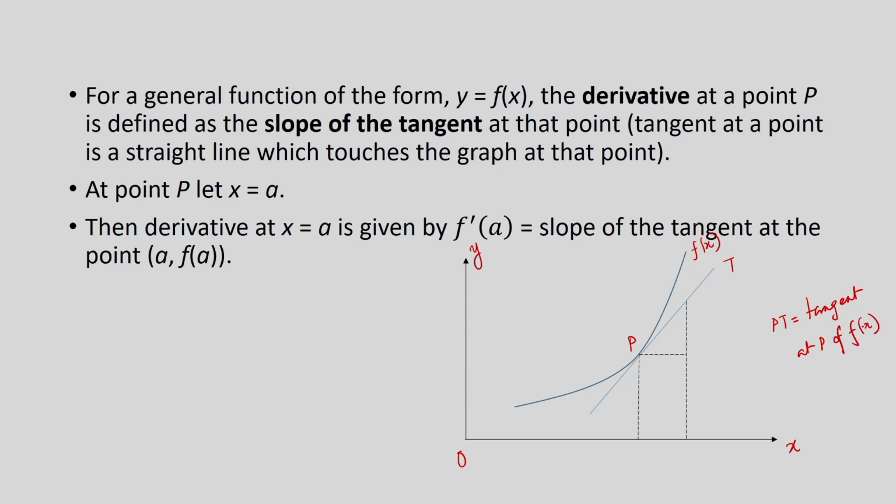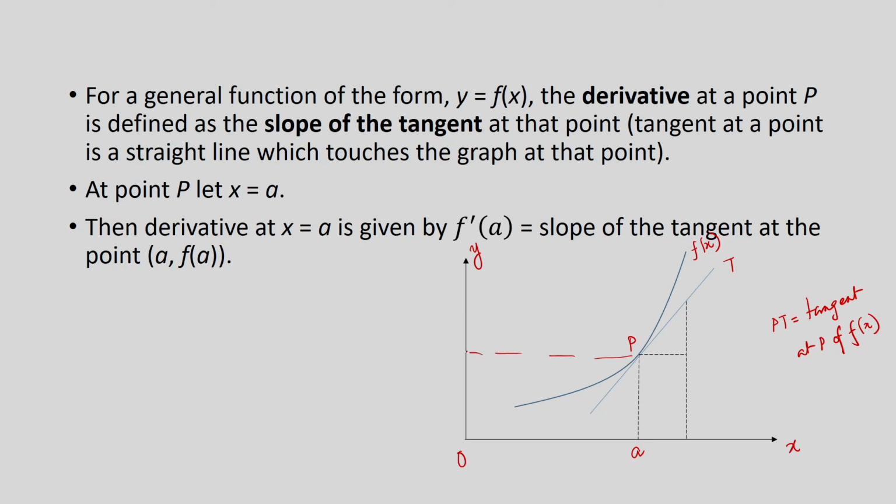Okay. PT is a straight line which is touching the graph at point P. So, therefore, PT is the tangent to the function at point P. At point P, suppose the value of the argument is given by a, then the derivative at x equal to a is given by f prime of a, which is the slope of the tangent at the point (a, f(a)). So, here at P, suppose the value of x is a.